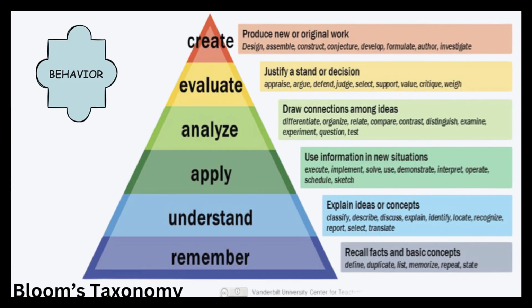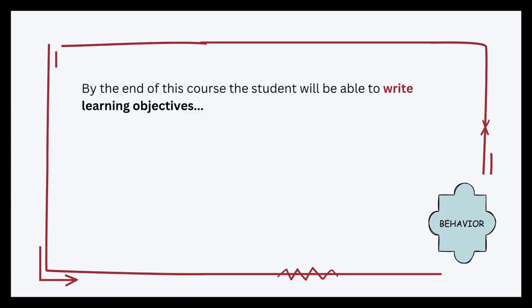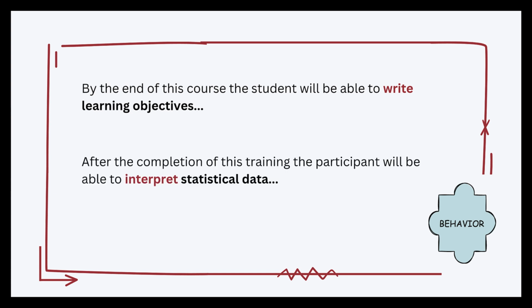Next, we use Bloom's taxonomy to complete the behavior section of the objective. Once you have the concept and the activity assessment idea, you want to look through the verbs and select the appropriate one that aligns with the assessment. Our behaviors are write for our first one. So by the end of the course, the student will be able to write learning objectives, which is the task, as well as after the completion of this training, the participant will be able to interpret statistical data.